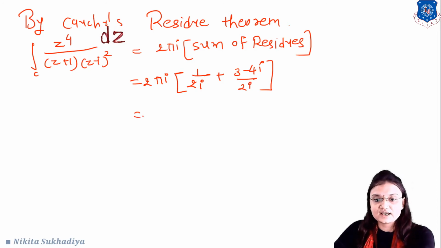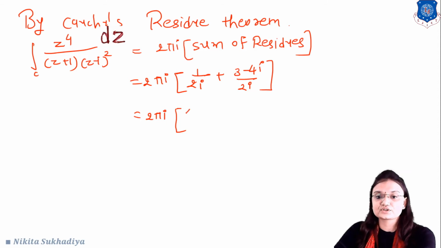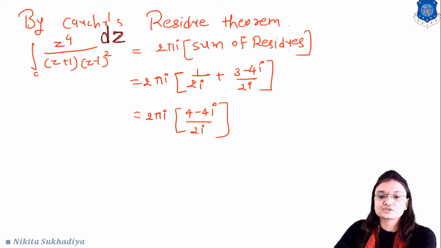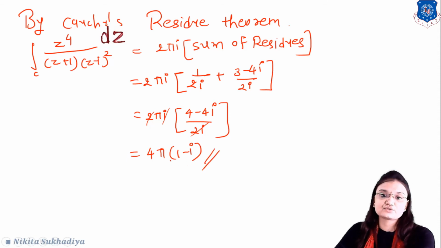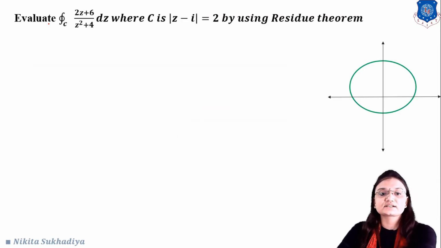Okay, so by taking LCM, we will get here 2 pi i, this will become 3 plus 1, so this will become (4 minus 4i) upon 2i. So this 2i cancels out, and by taking 4 common, this will become 4 pi into (1 minus i). This is our final answer for this integration by using Cauchy's residue theorem. Okay, let us understand with the next example.